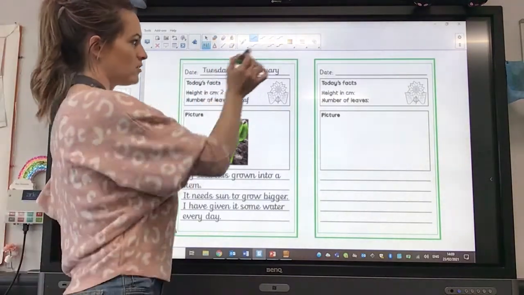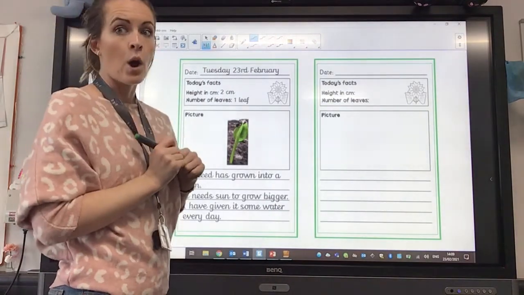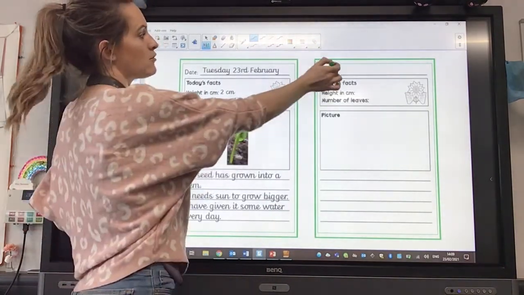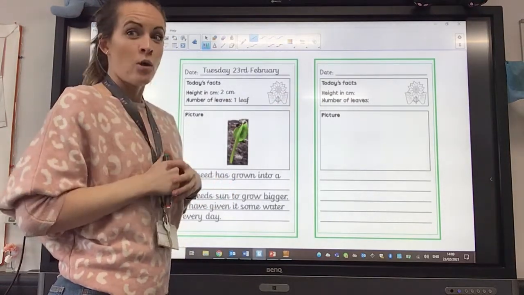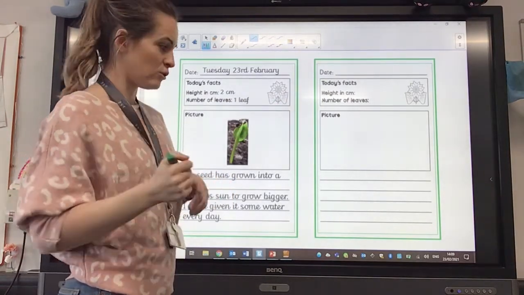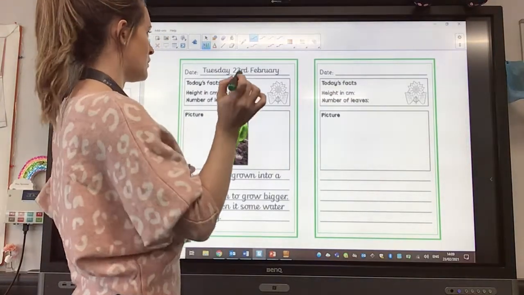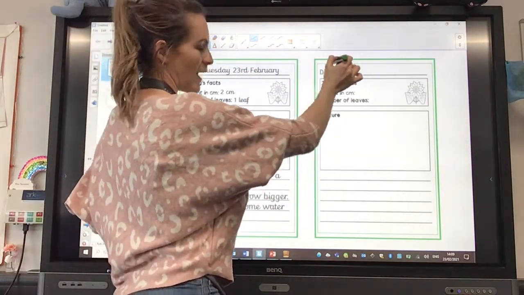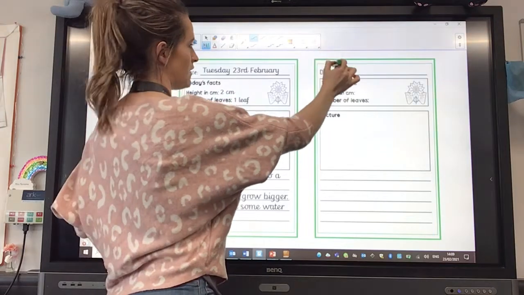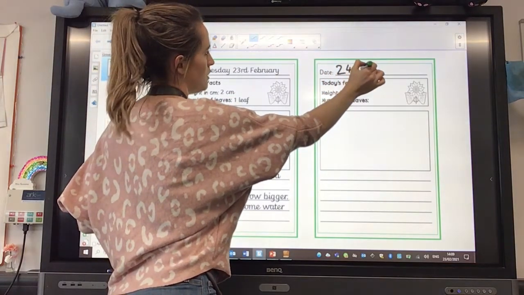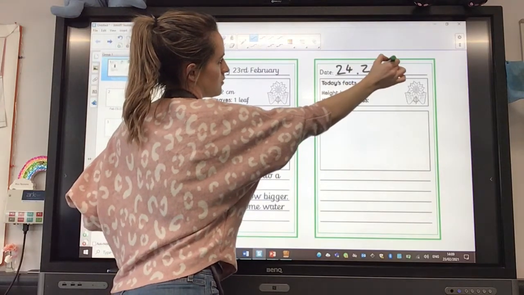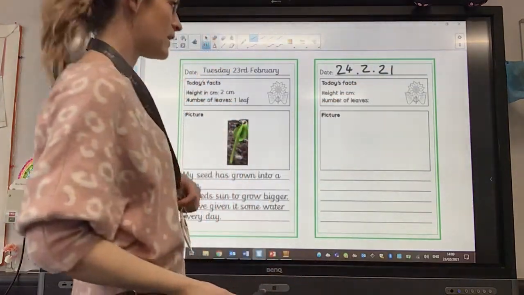Now, we're going to start by writing the date, so we're on Wednesday. So you're going to write the date here. Wednesday. You could also write the short date, that's absolutely fine. So I'm going to pop the short date on for now. However, I would like you to do the long date if you can. So we are on the 24th, 24.2.21. Keeping it nice and neat.